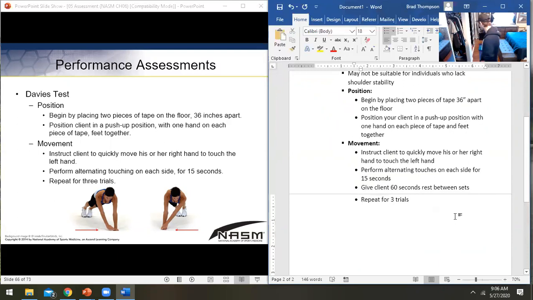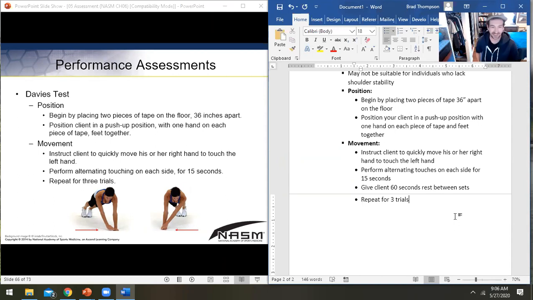So basically, it looks something kind of like this. You're just going to go down on the floor. 36 inches apart, by the way, is pretty significant. You'll notice that's pretty wide right there. You want to make sure that your client's not doing any funky stuff like this or dropping their hips down massively like that. You want to get them in a nice neutral position, and they're just going to reach over and touch just like that. And that's kind of the whole assessment.